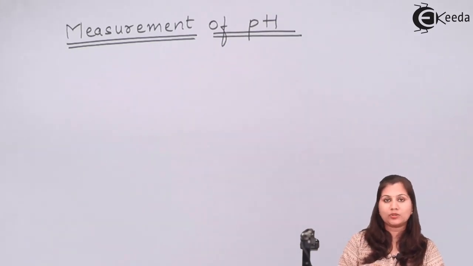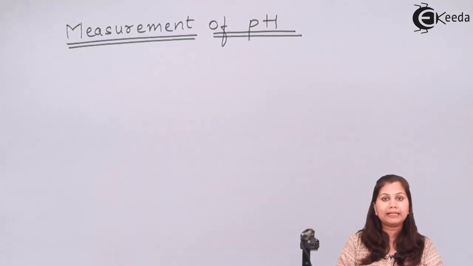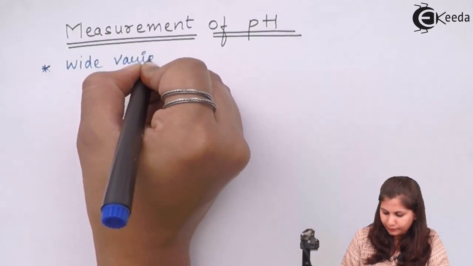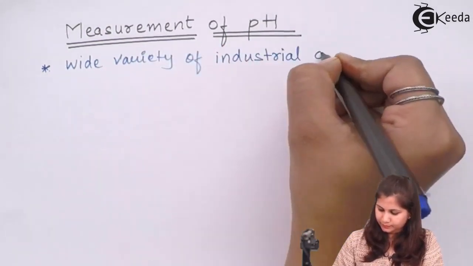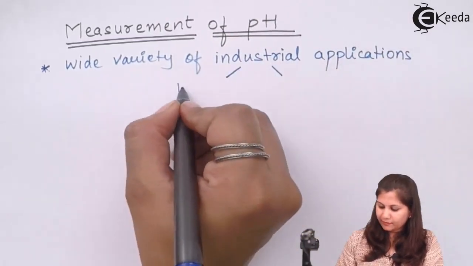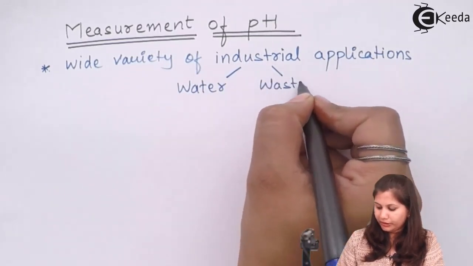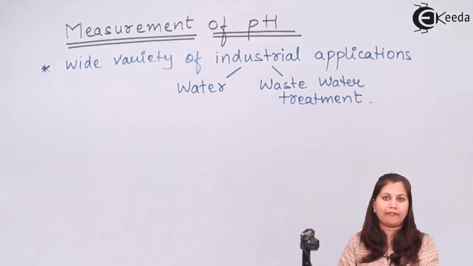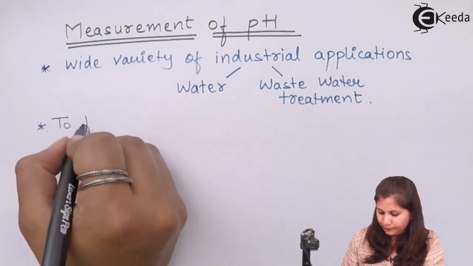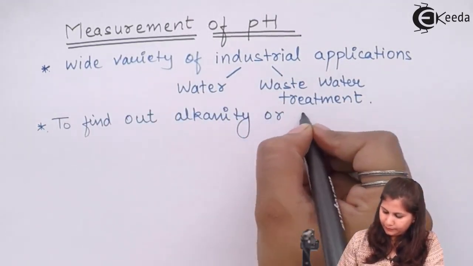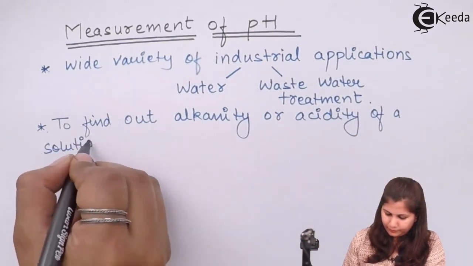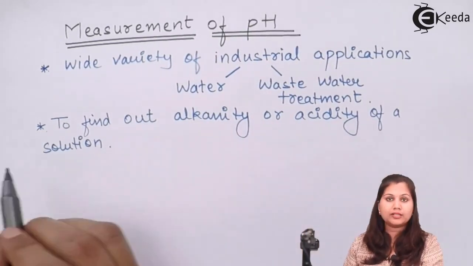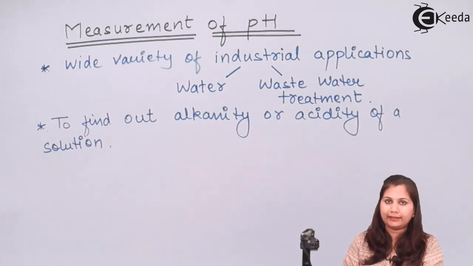So measurement of pH has a wide variety of applications in the industries, which are mainly related with water and wastewater treatment. Mainly there the measurement of pH has an application. So measurement of pH is necessary to find out the alkalinity or acidity of a solution, whether the solution is acidic in nature or alkaline in nature.